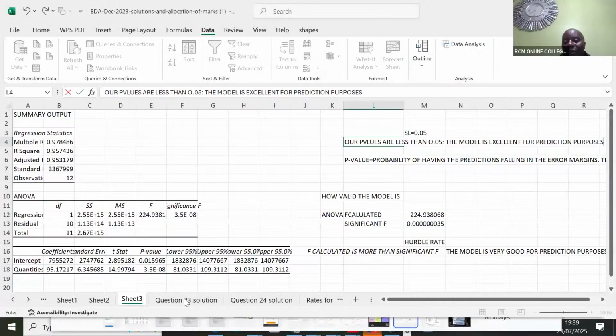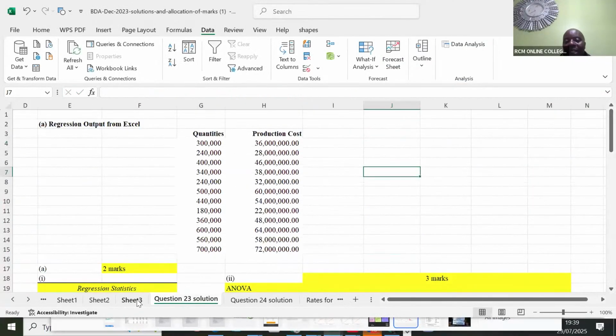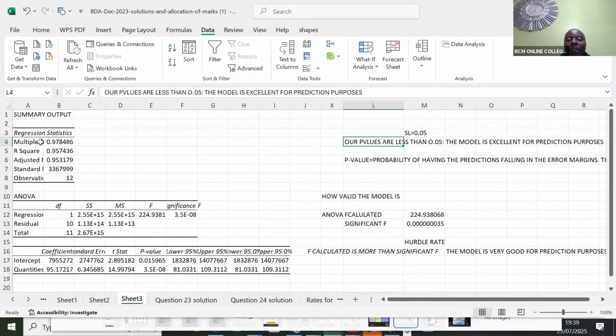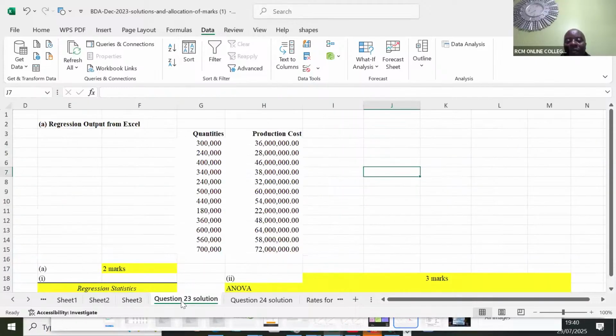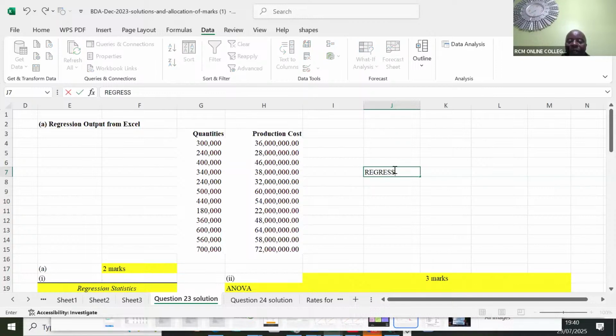So, ladies and gentlemen, here we are. Remember, we are doing question number 23. Later on, I'll be able to interpret this multiple R squared, which is very, very important. So we come here to question number 23, ladies and gentlemen. This is the one that I'm doing, and they want me to carry out what we call regression analysis.